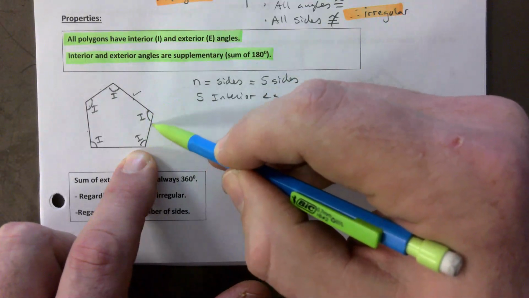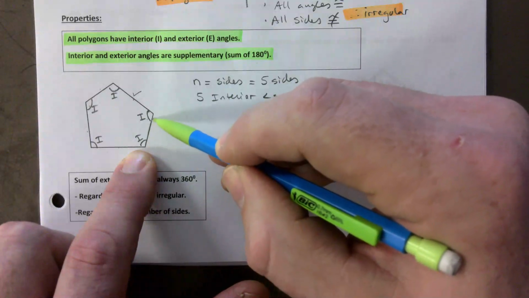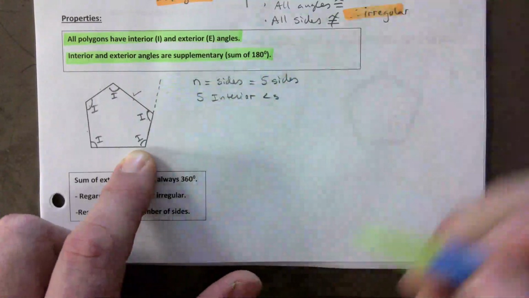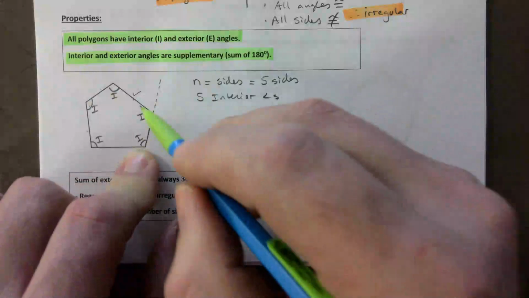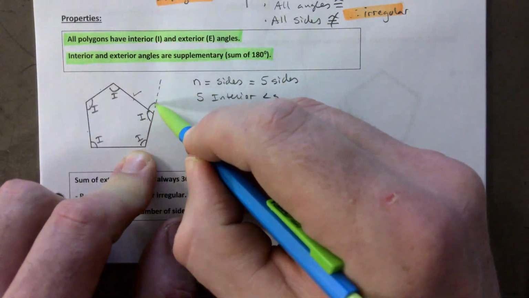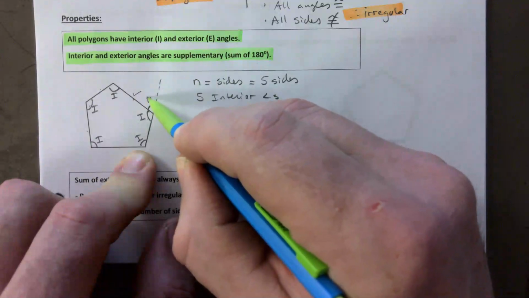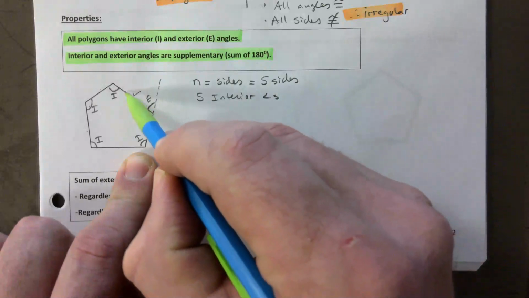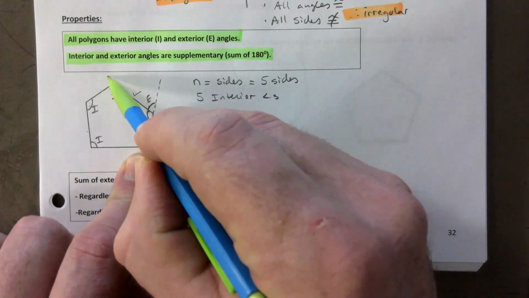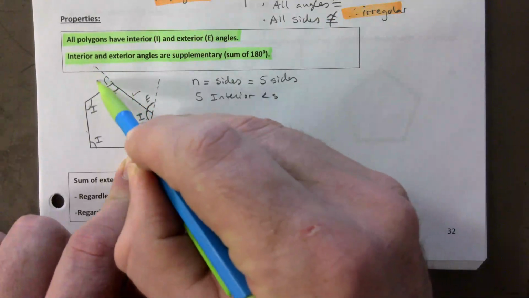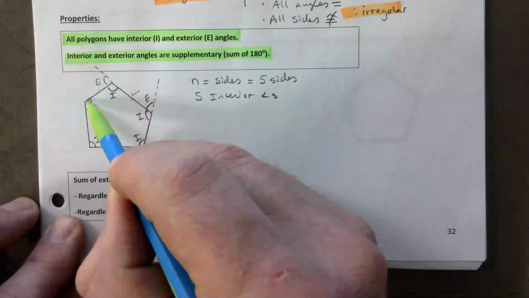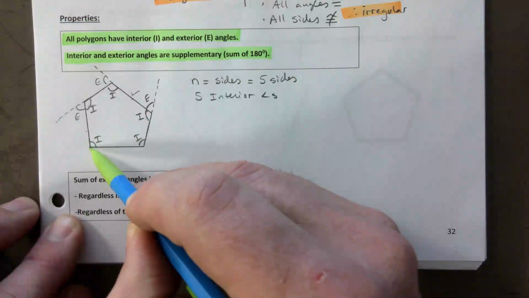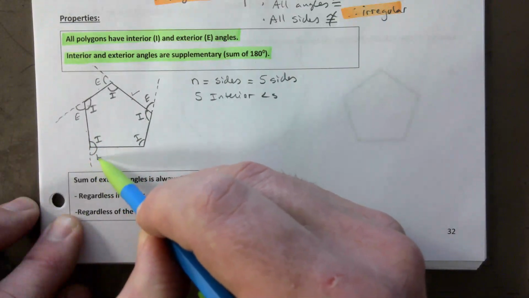So watch. I'm going to travel along this side, and when I get to the corner, I'm going to extend that and pretend like I'm not turning. And that angle that is outside here is an exterior angle. Okay? Keep traveling along it this way. And instead of turning, you just keep going. That's your other exterior angle. So you can tell, if you go around this shape, you're going to have 5 exterior angles as well.